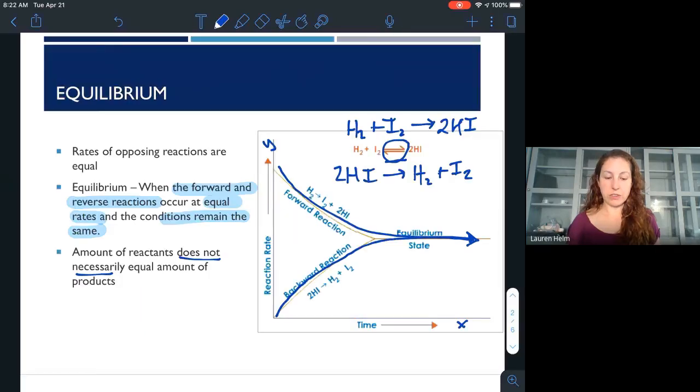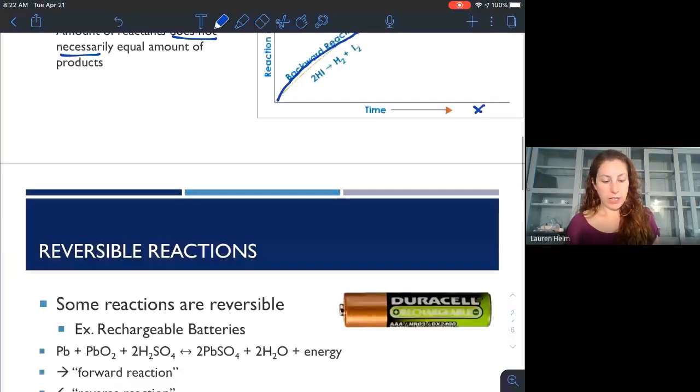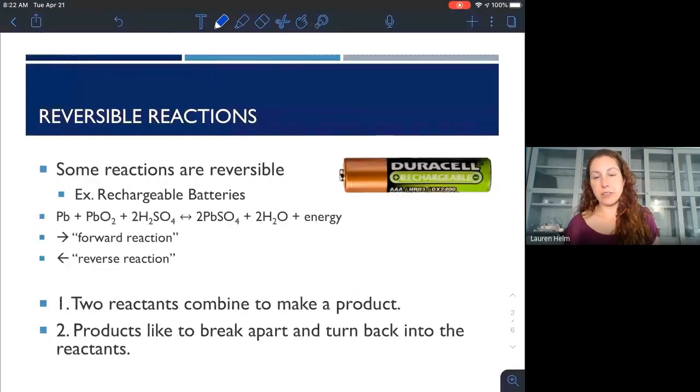So let's look at a specific example of this, one that you're probably aware of, and that is rechargeable batteries, like the batteries you can purchase or the batteries in your phone. So you plug in your phone and you recharge it. So one example of this reaction is this. In this reaction, we have lead and lead oxide and sulfuric acid forming, in a reversible reaction, lead sulfate and water and energy. So the forward reaction, reading from left to right, is the reaction that releases energy.